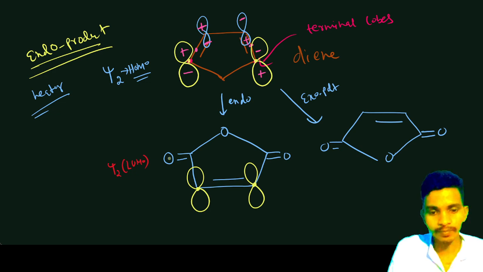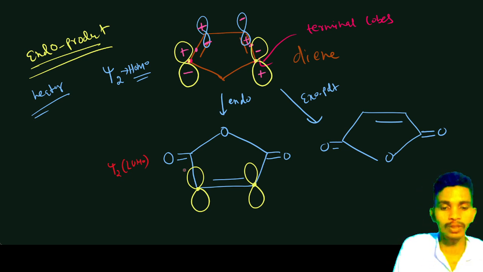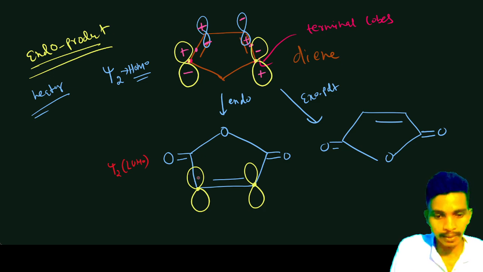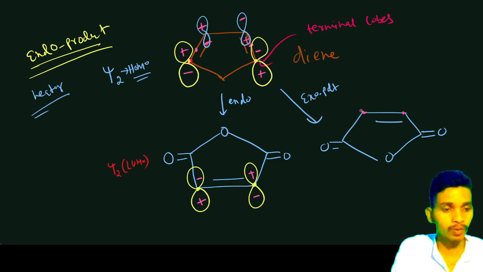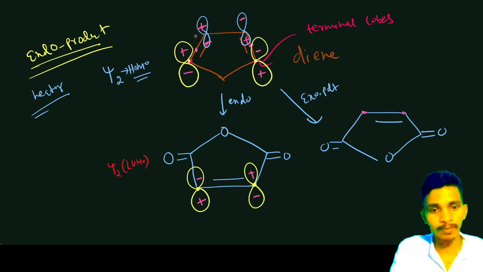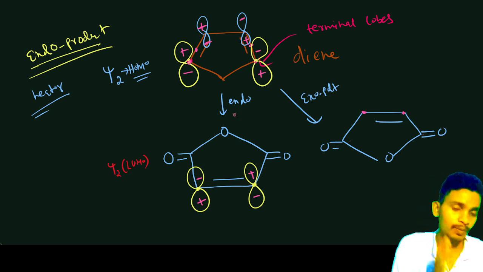Okay, so this is psi 2 and this is the LUMO, so opposite signs will be there. It means that if this is negative and this is positive, then this has to be positive and this has to be negative, because the terminal lobes should have different signs. Now here again the bond formations will occur. Actually the bond forms here, and not here. Similarly, the actual bond forms here, and not here. So we have to keep that in mind.